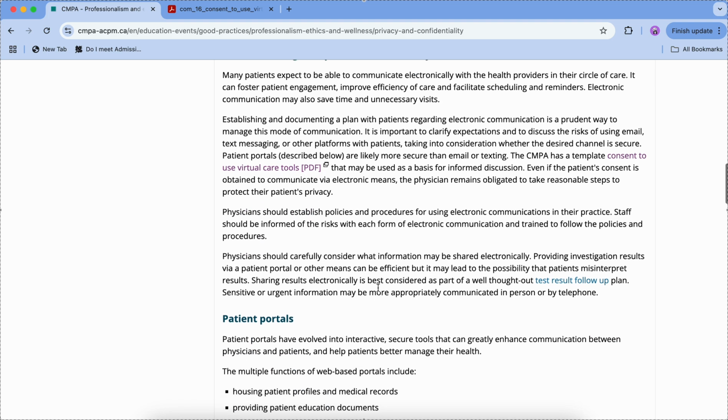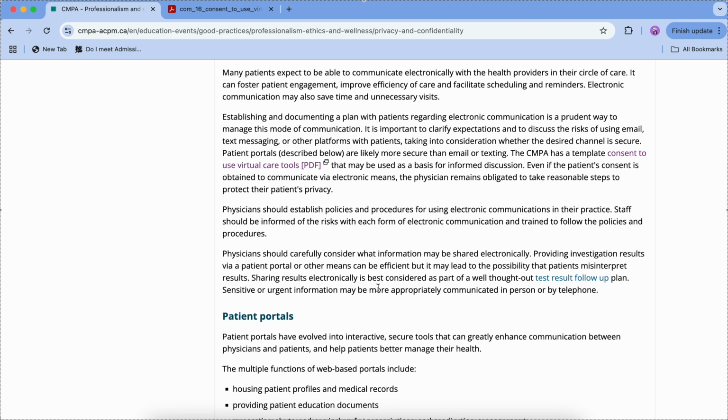Physicians should establish policies and procedures for using electronic communications in their practice. Staff should be informed of the risk with each form of electronic communication and trained to follow the policy and procedures. Physicians should carefully consider what information may be shared electronically.